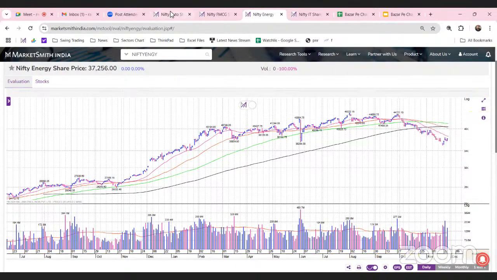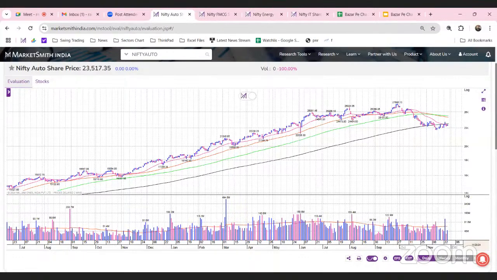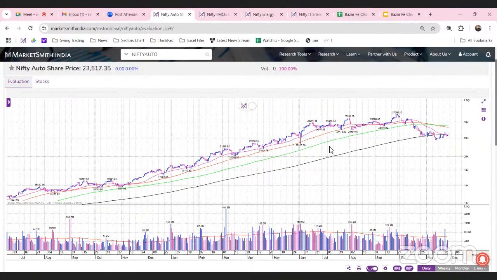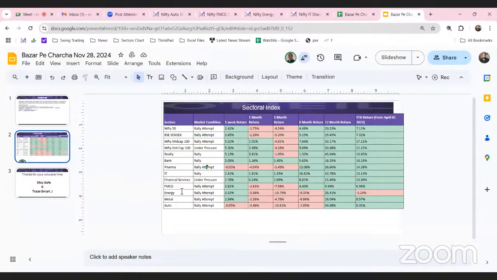So let's see how this downtrend has started and what they are saying on the chart. I'll be talking first about Nifty Auto. Nifty Auto is clearly in the downtrend, and if you look at the chart of our William O'Neil methodology of market direction, then Nifty Auto is in the rally attempt.